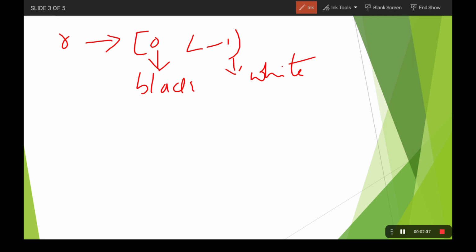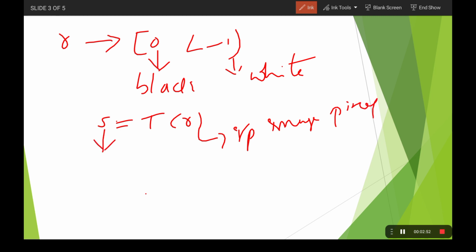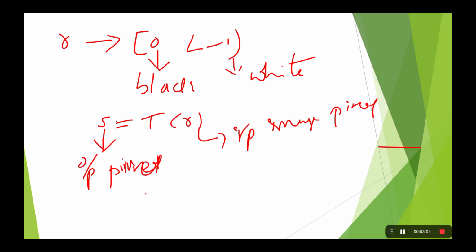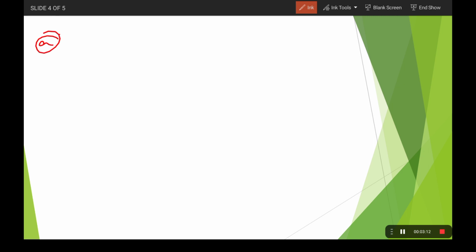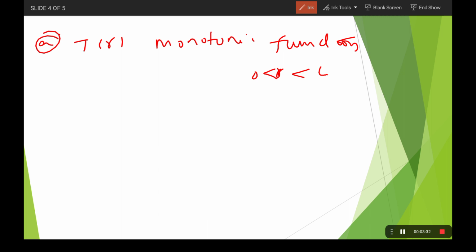As well as we know the transfer function s is equal to T of r, where r is the input image pixel and s is the output pixel. That is the basic. In this case it satisfies two criteria. The first one, condition a: T of r must be a monotonic function in the range 0 less than or equal to r less than or equal to L minus 1.